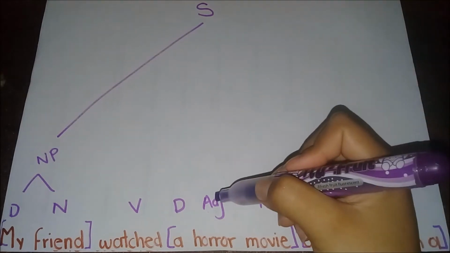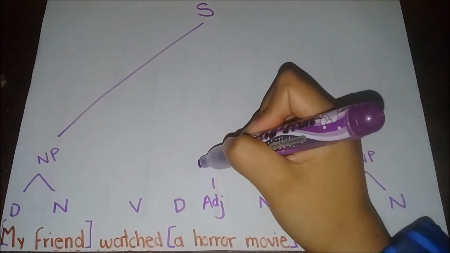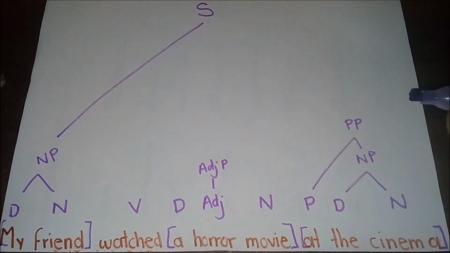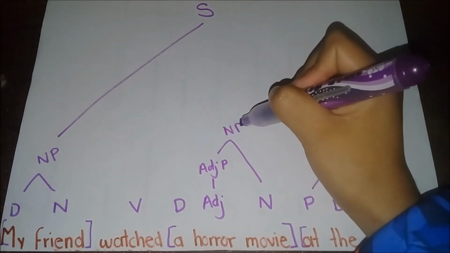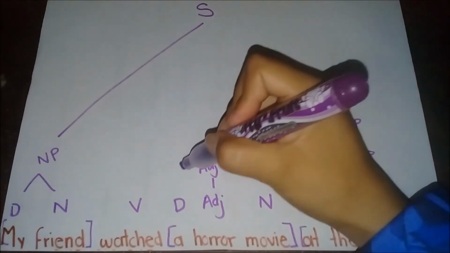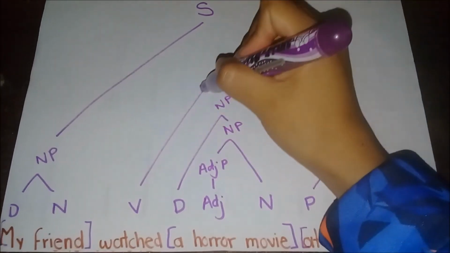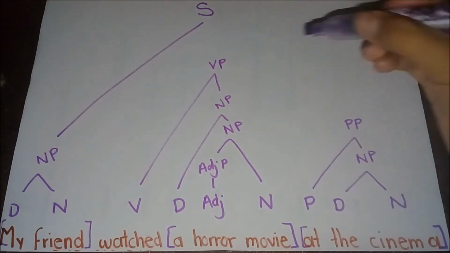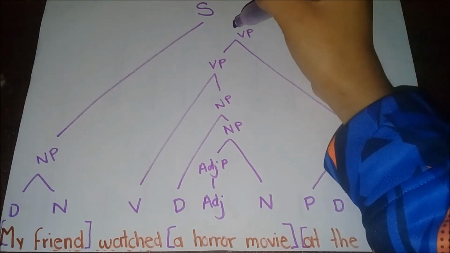Now we move to the other one, and we have an adjective, which is an adjective phrase, and movie, that is a noun, and it makes a noun phrase. Then we include the determiner, and it also makes a noun phrase, and it is part of a verb phrase. Finally, we bring these two constituents together with another verb phrase, and we send it to the sentence level, like this.